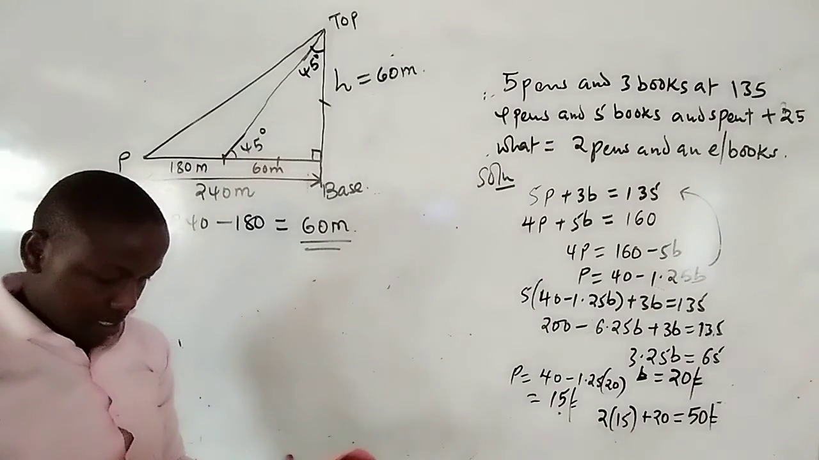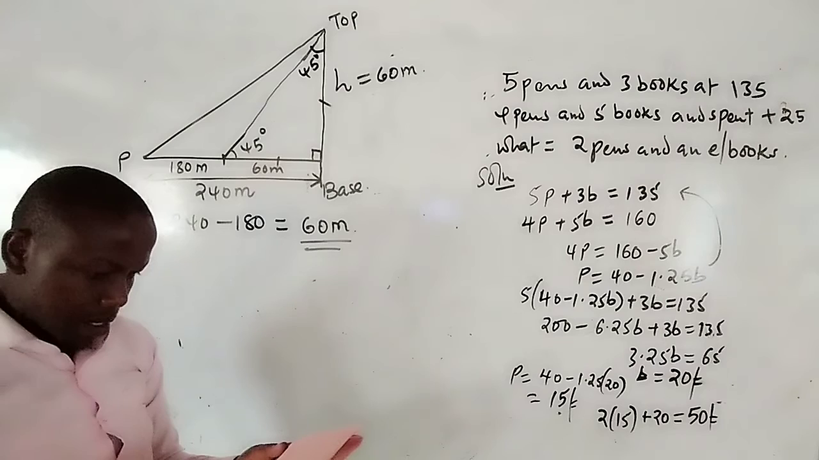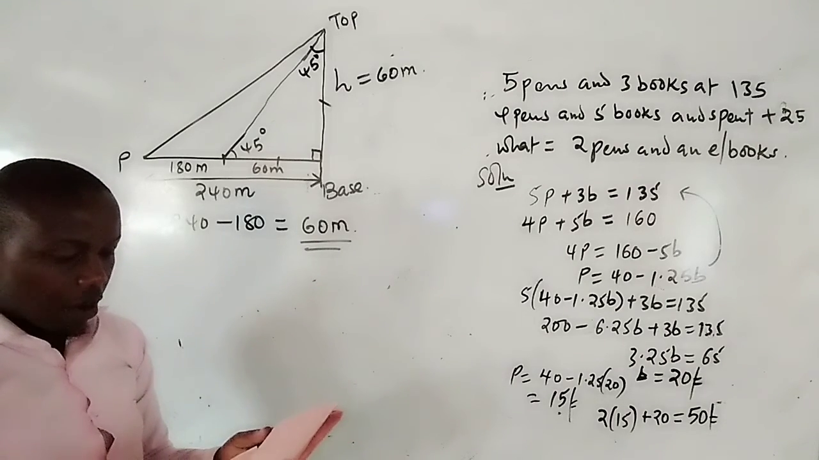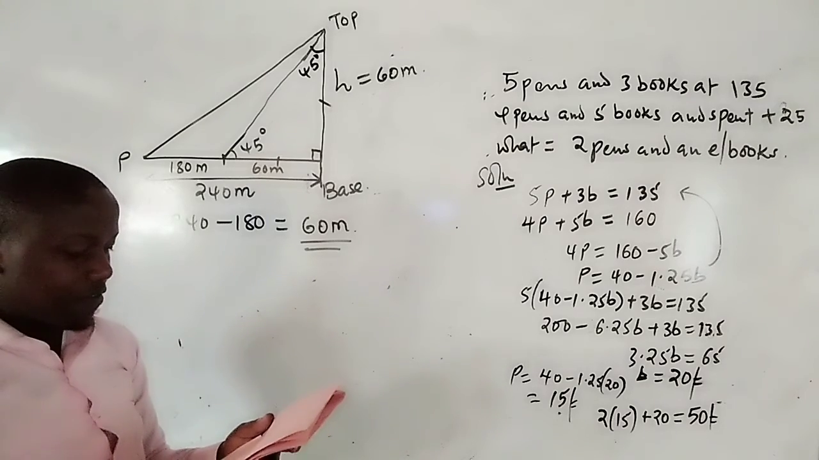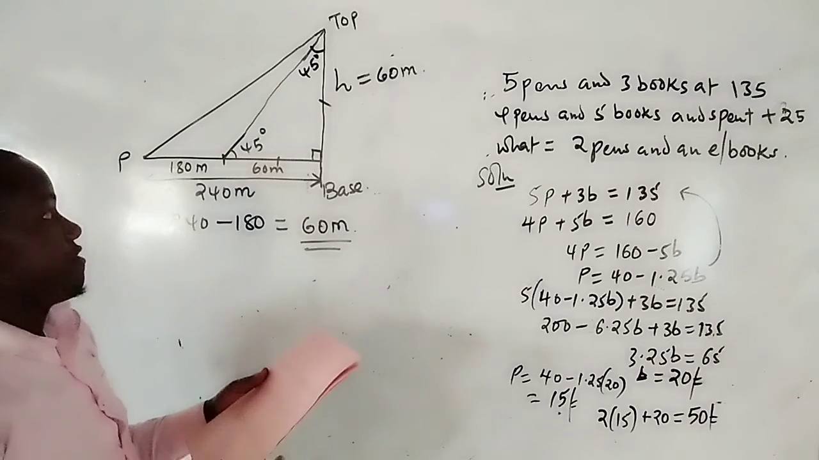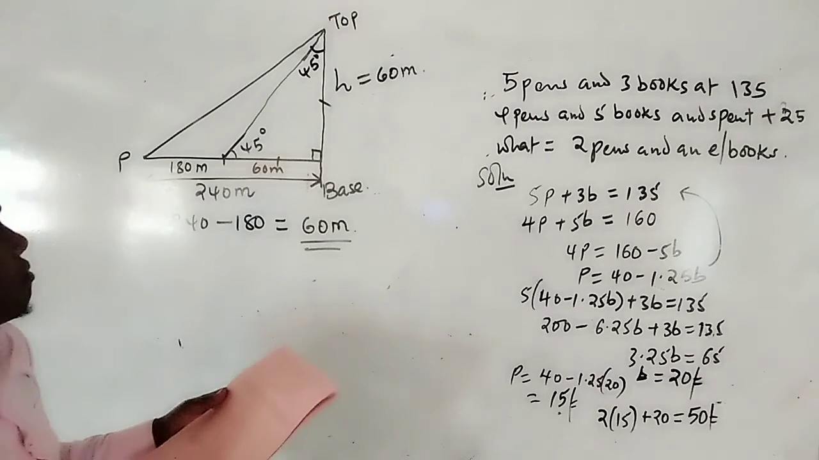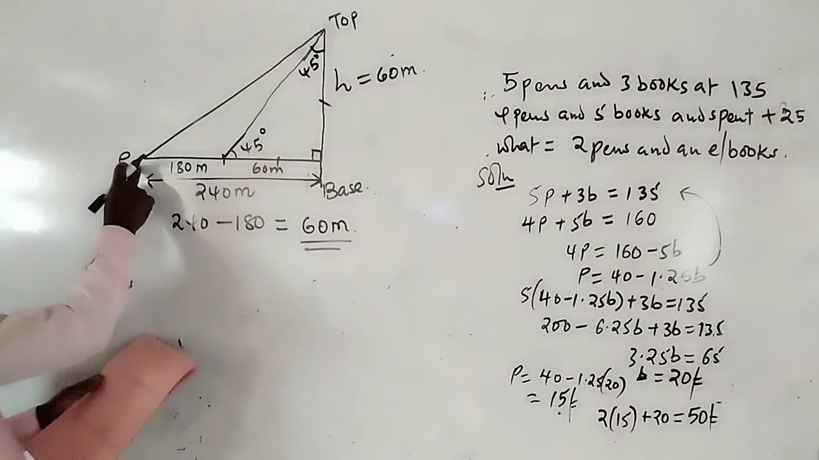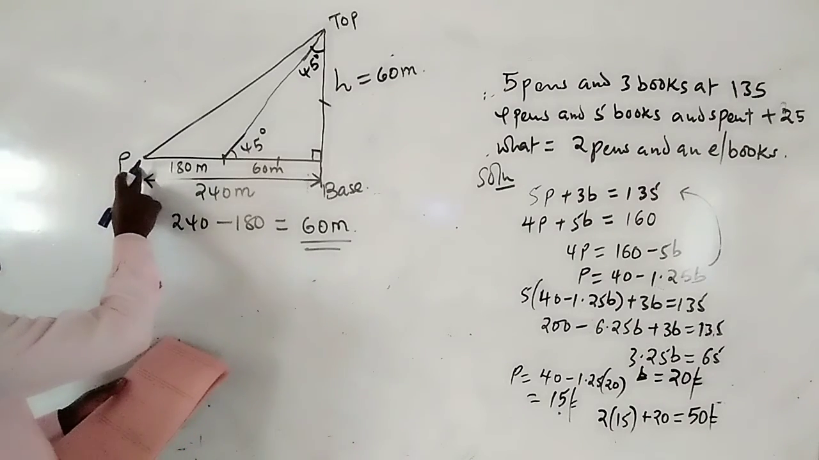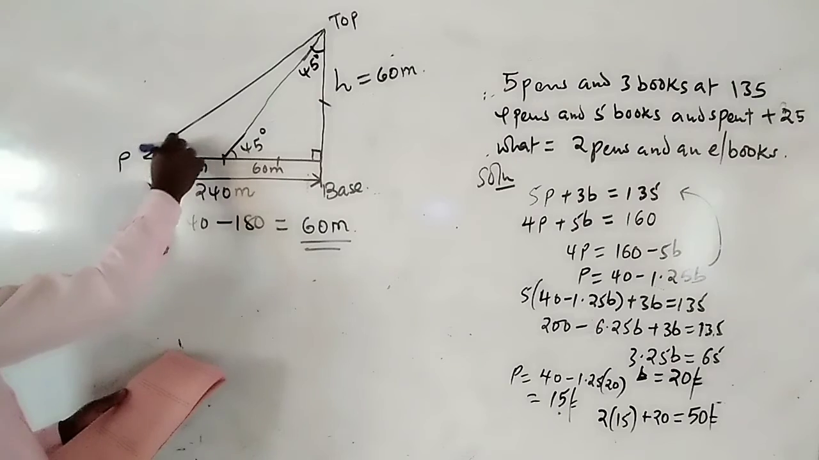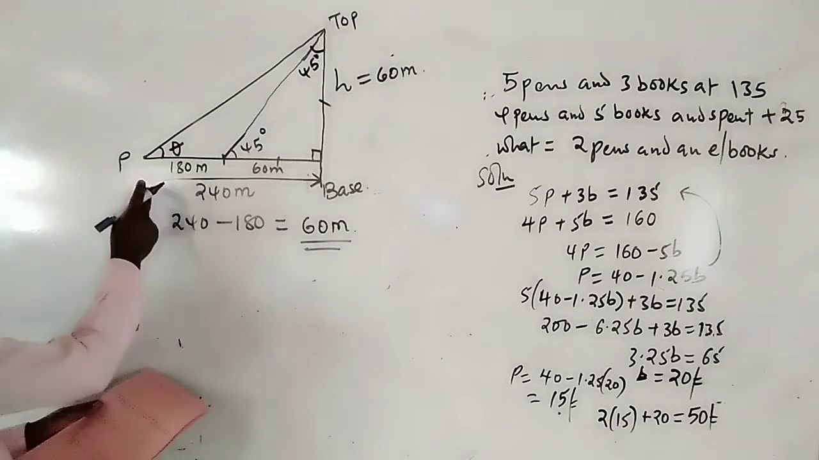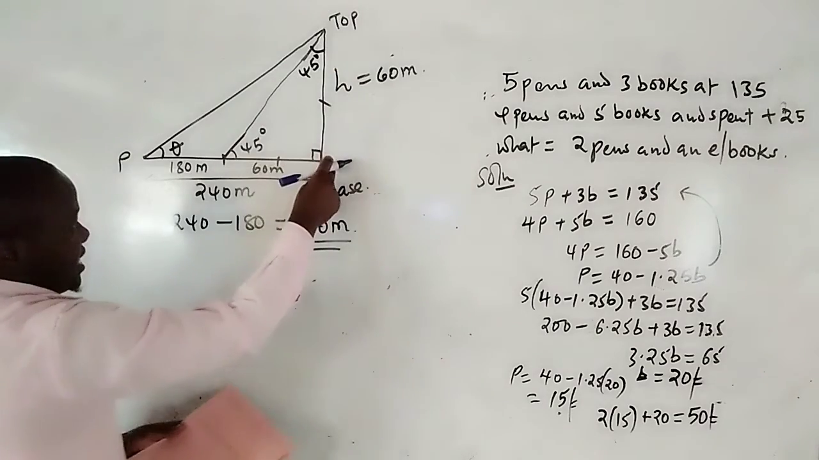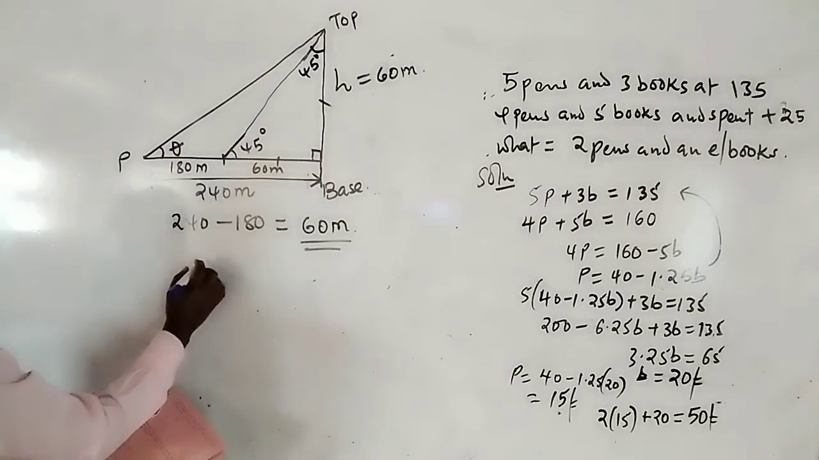Then calculate the angle of elevation of the top of the flag from point P. So when we are at P, to get the angle of elevation to the top, what shall we use? We have 240 and we have 60. So we can get this angle using trigonometry.